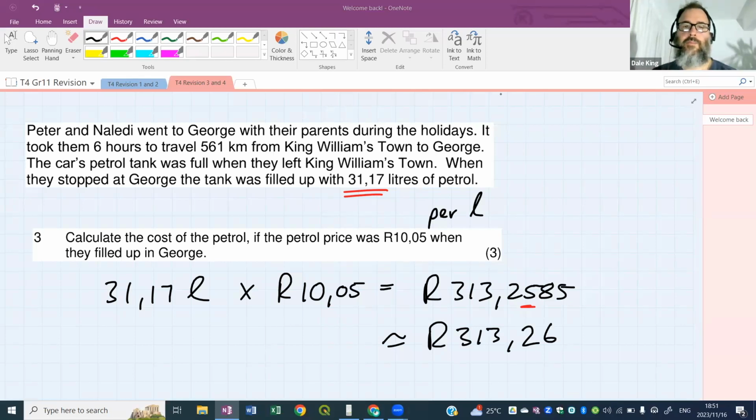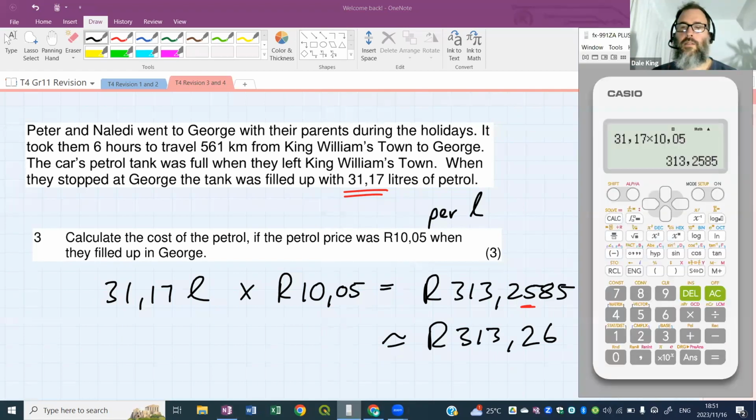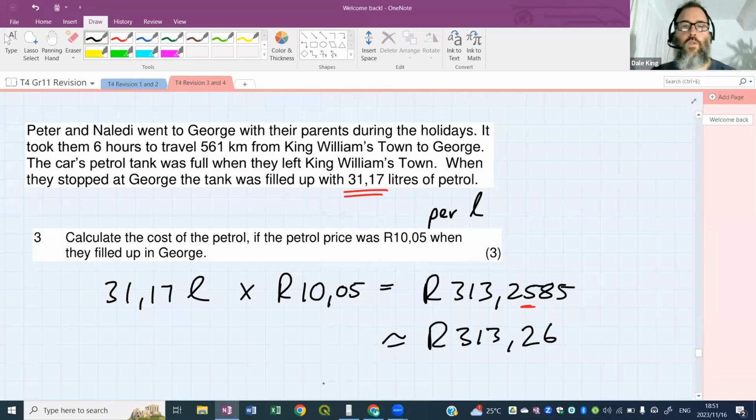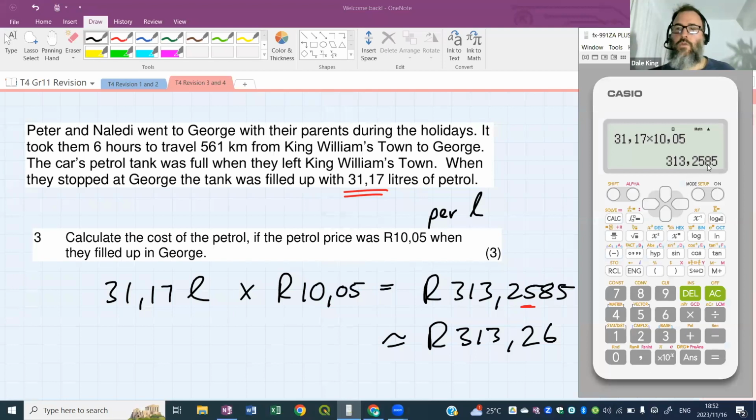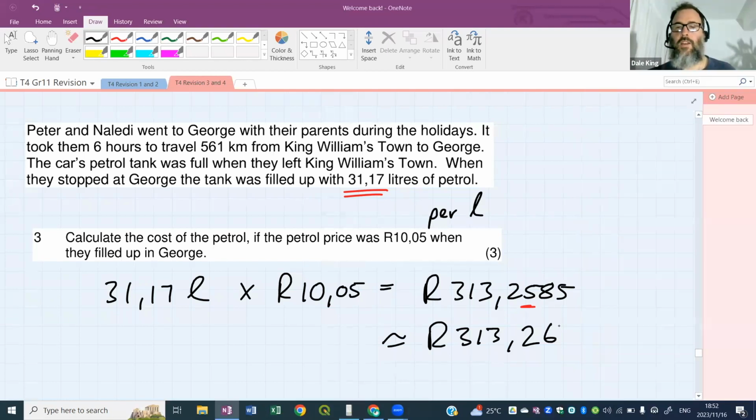Am I making a mistake here? Guys, I think all of you that put your answers out there might have made the same human error. Check your answers. There's my answer on the calculator: 313.2585.